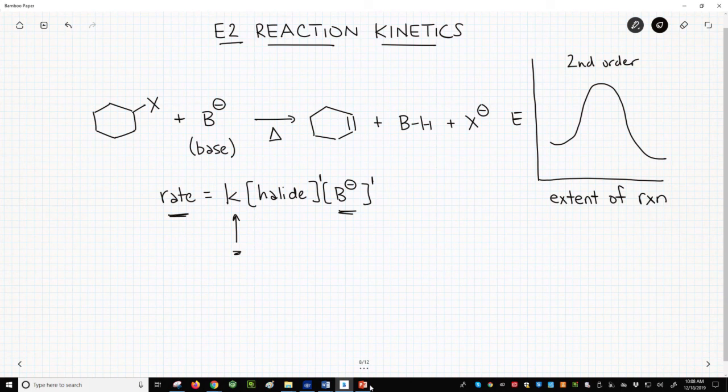Actually, by adding heat, you give the molecules more kinetic energy. The molecules collide at a faster rate, and the probability of having a fruitful collision for the E2 reaction rises. So the E2 reaction is second order in the rate determining step, and the rate depends on both the concentration of the alkyl halide and base.